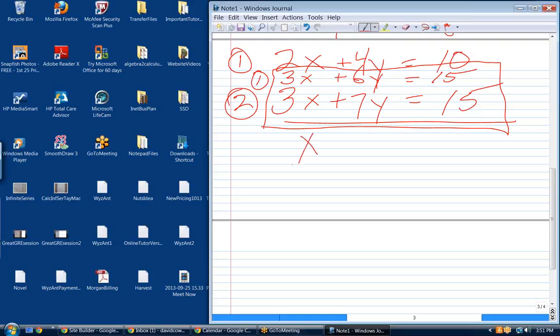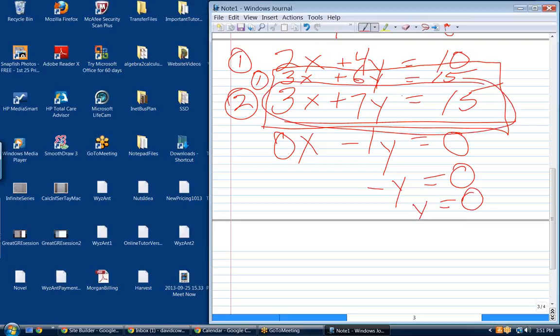And we get 0x. 6y minus 7y is minus 1y. And 15 minus 15 is 0. So I've got minus y equals 0, which tells me y is equal to 0. And then I can go back in and solve for x, just like we did before, knowing that if y is 0, x must be 5. And that works. 3 times 5 plus 0 is 15. And it works up here also.